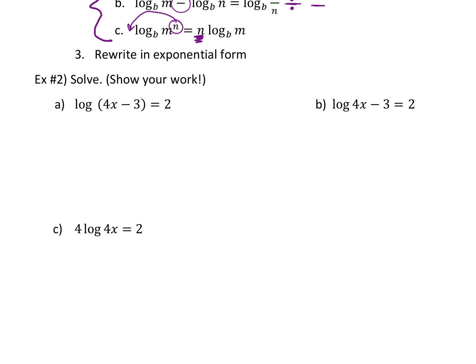Step 2 is use our properties to combine. Do you see any exponents? No, so we don't need to do that. We don't want to expand here. There's subtraction, but we're not going to turn that into division right now. We want to turn this into exponential form, and then solve for x. These parentheses mean we're taking the log of the whole thing. It has been isolated, and we don't have any properties that we need to use right now.